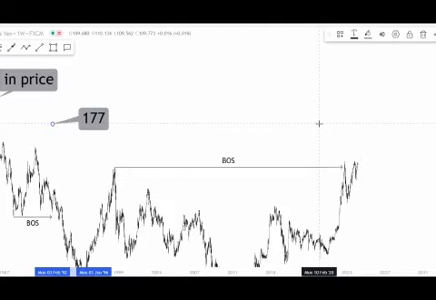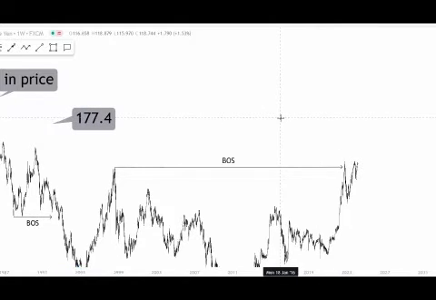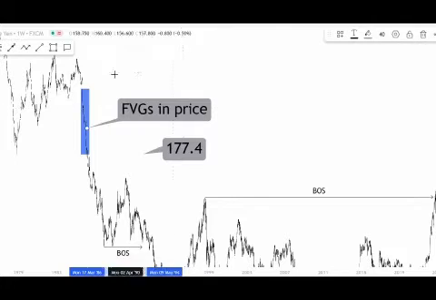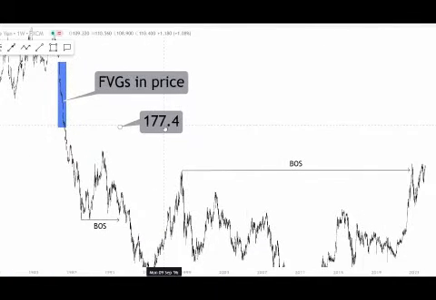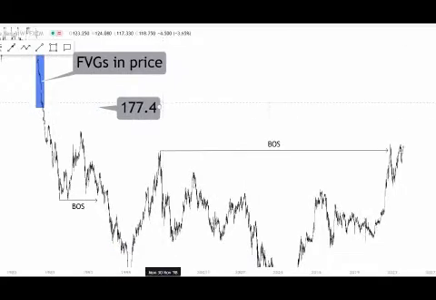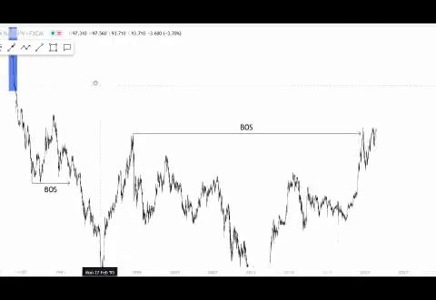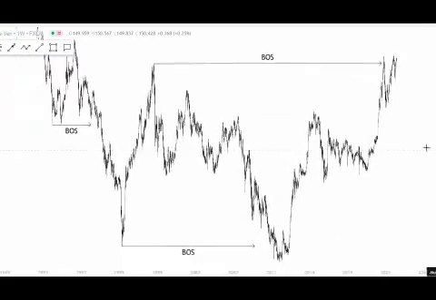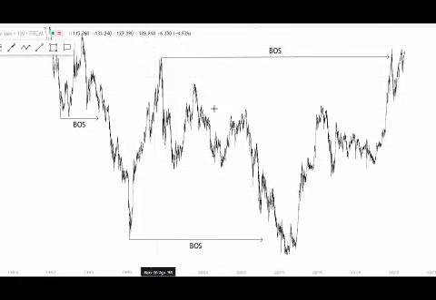177.4. So I expect the 177.4 mark to be hit, and the reason for that is because we have fair value gaps above this point. So at minimum, I expect price to get up to 177.4. Okay, for the simple reason that we have inefficiencies above us and we've broken the last structural high, right?